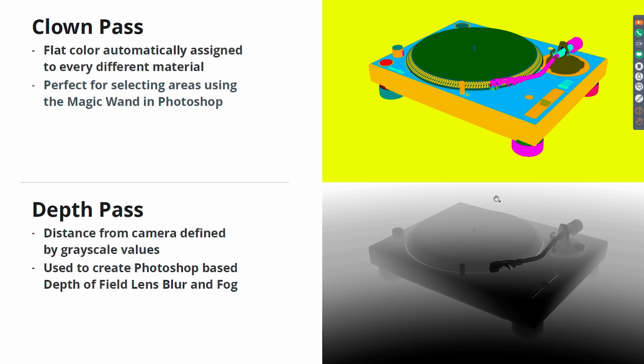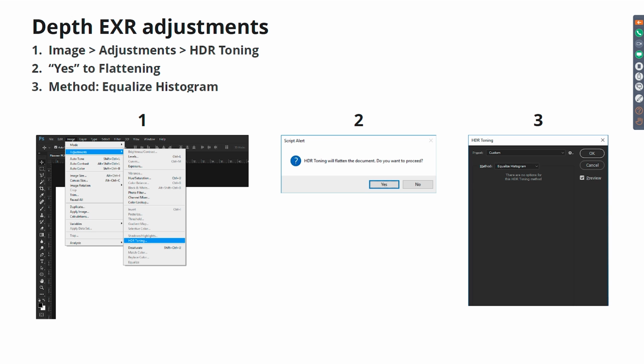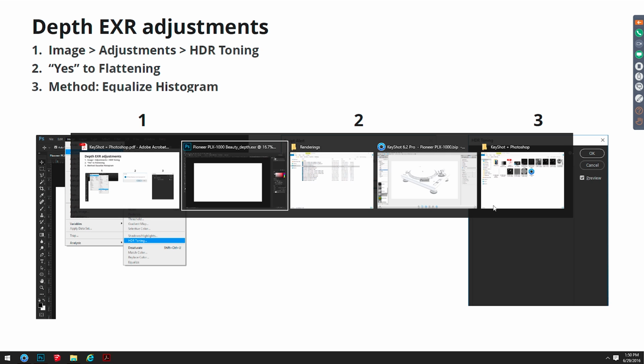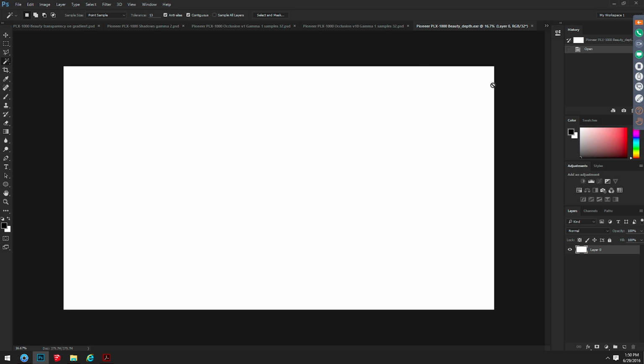So how do we get this nice usable image out of our KeyShot EXR output? So EXR file is a 32-bit file, and in order to get something usable, these are kind of the 3 steps that you need to take. We need to adjust the HDR toning, we'll flatten it, and then we'll use the equalize histogram function. So there's probably a bunch of different ways to do this. This is definitely the easiest that I found, because when we look at it, there is nothing usable.